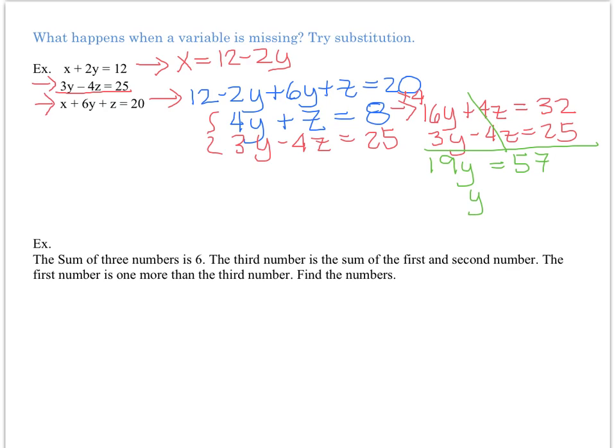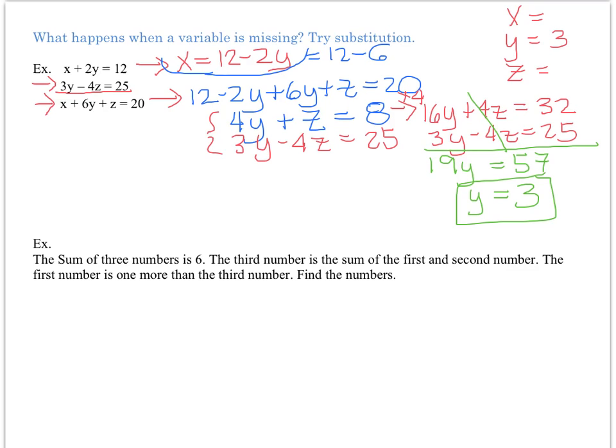So we get our first variable, which is y equals 3. And from now on, it's just a matter of back substituting. So let's keep track. We have our x equals we're looking for. We now know y equals 3. And then we're going to have a z equals. So to find our other variable, if I know y equals 3, I can come right up to here. And I know that x equals 12 minus 2 times 3, which is 6. So x is going to equal 6.